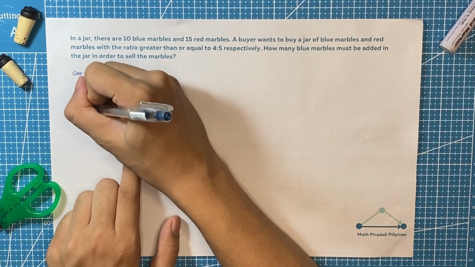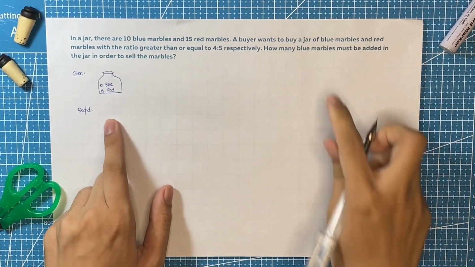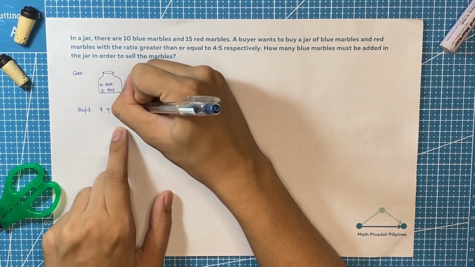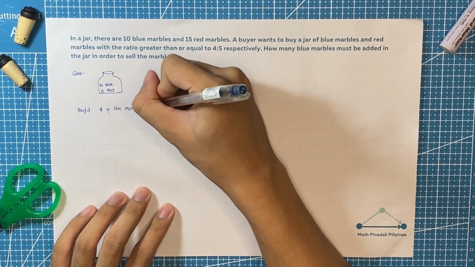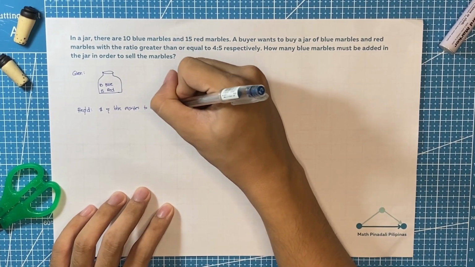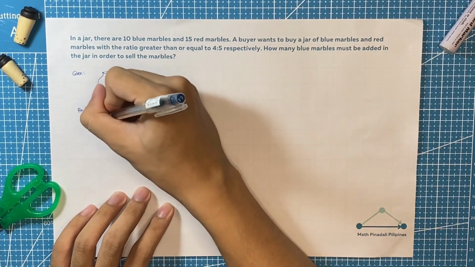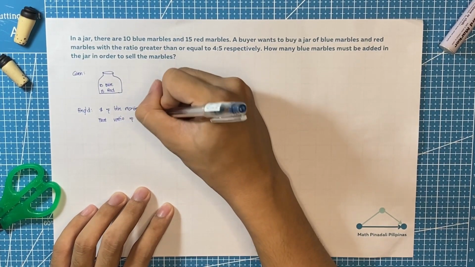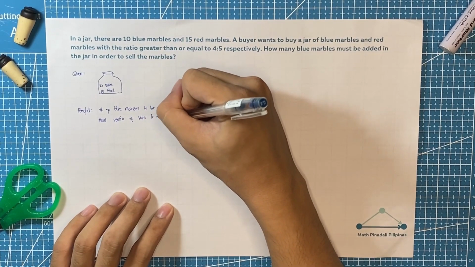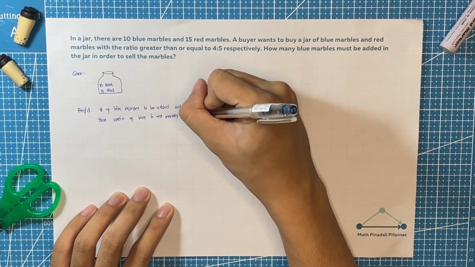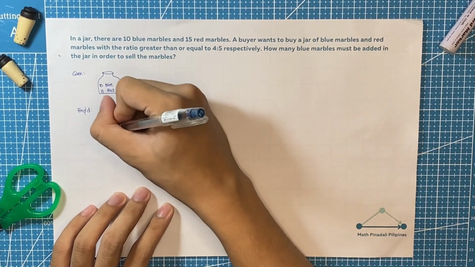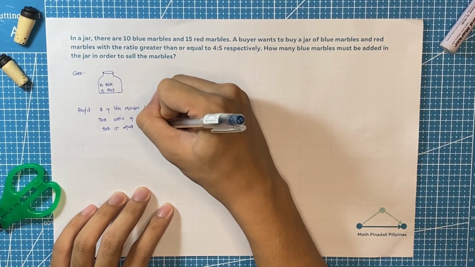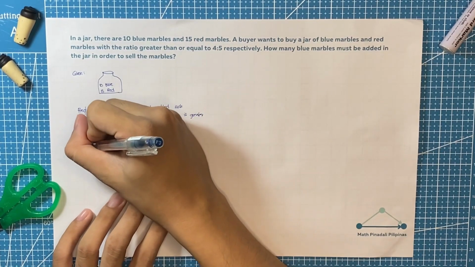Now, ang required sa atin would be number of blue marbles to be added such that ratio of blue to red marbles is greater than or equal to 4:5. Okay, so let's proceed with the solution.